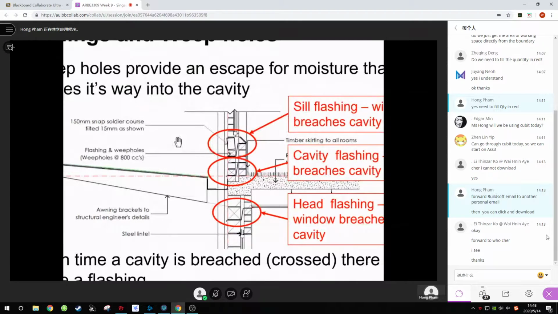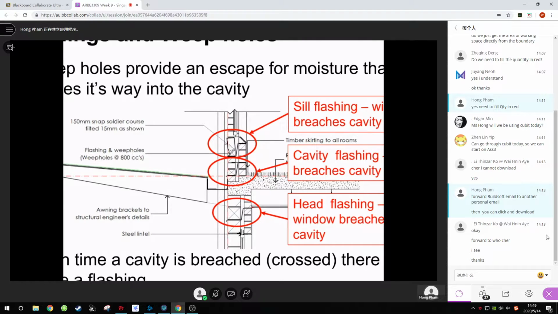And 150 mm snap soldier means the full brick is 230, but it has been snapped. Snap is actually cut, okay, in 250. So you read, you understand that this is a soldier sill, and this has to be measured separately in meter run because it's special. This is common, okay, this is normal. So this is measured together with the walls, and this is to be measured separately in meter run.